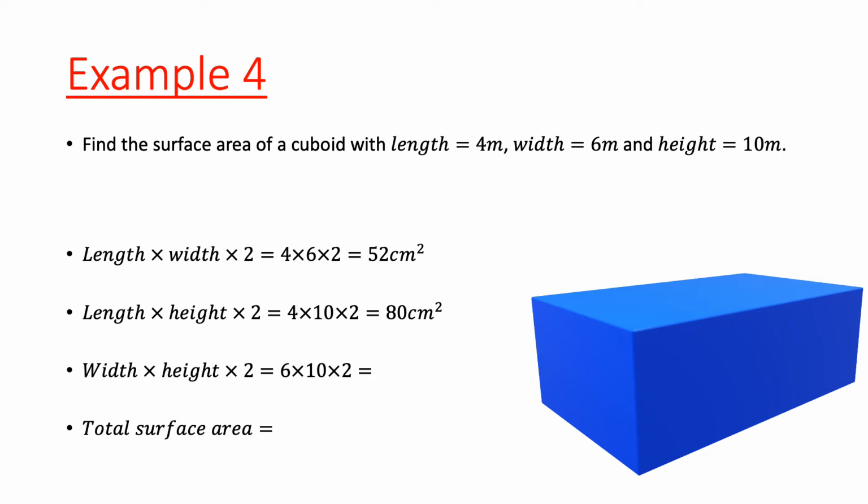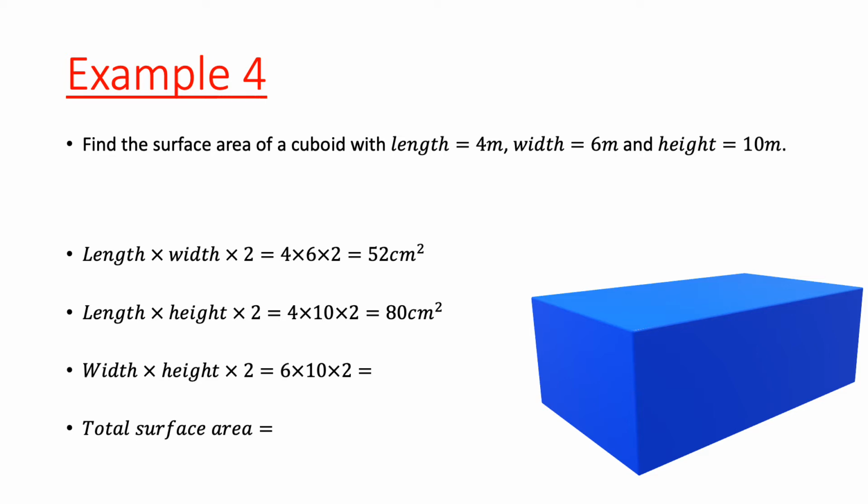And what this means here, guys, is that the area of this face here will be 4 times 10, which obviously gives us 40. But we've also got an area at the back, so this part will also have an area of 40.